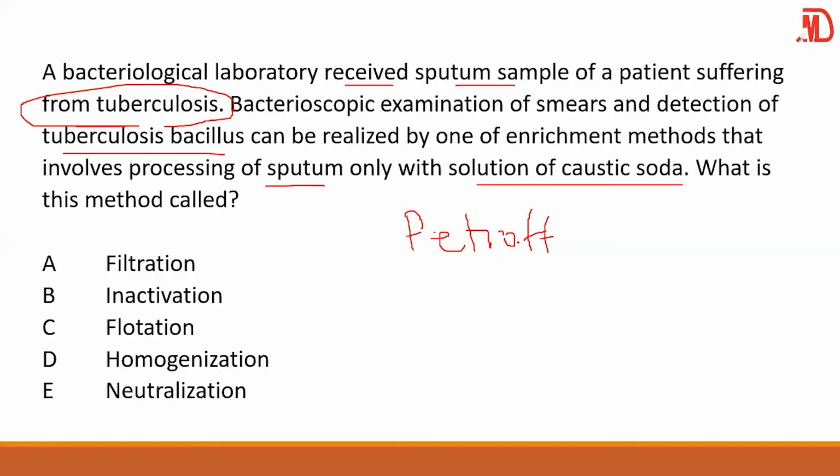So actually, we are referring to what? Homogenization. So your answer should be D. Why? Because it involves the use of caustic soda. That means it is borrowing the method of Petrov. So here you are thinking of D.